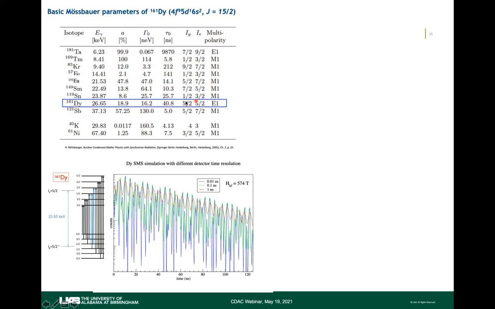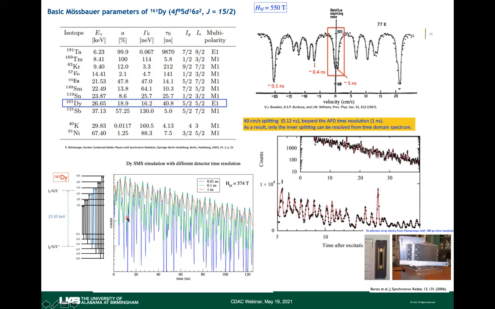And again, the ground state is 5/2, and the excited state is also 5/2, and the transition you see is again fairly complicated. We actually have 16 transition lines in dysprosium, but that's not the most dramatic complication. The complication experimentally comes from the very large magnetic hyperfine field. In this case, it's almost 600 Tesla at low temperature.